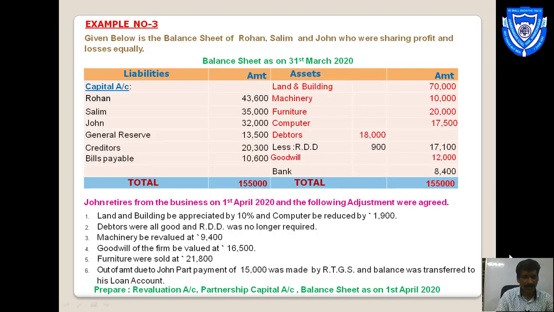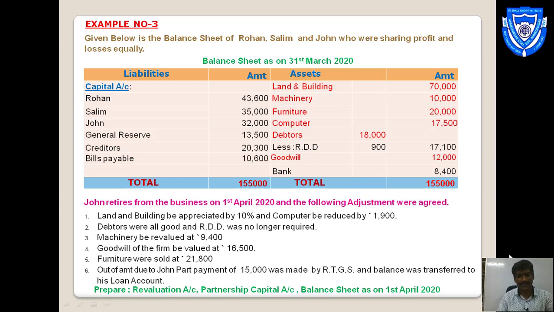So here we have considered the adjustments: land and building, first adjustment, second, third, fourth, fifth, and one more adjustment has remained. It is the amount due to John. Part payment of rupees 15,000 was made by RTGS and the balance was transferred. That means it is paid by way of RTGS.